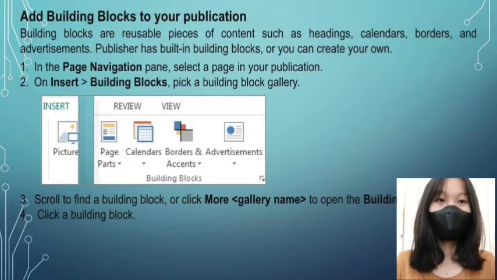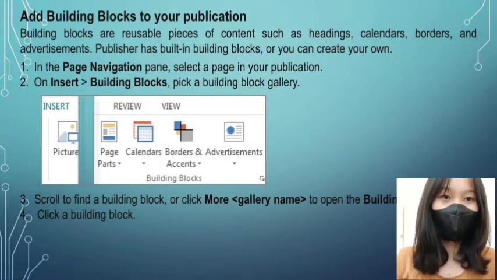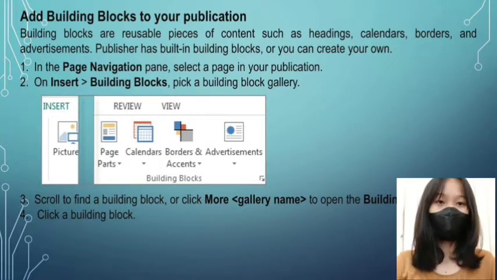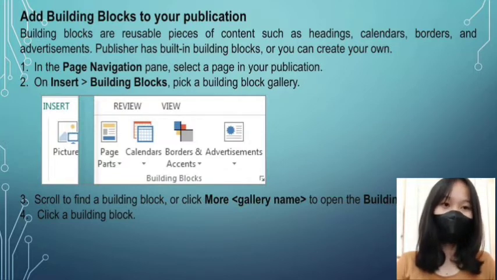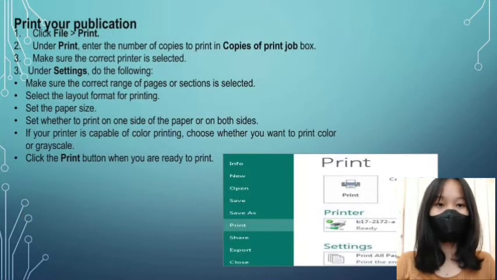To add building blocks to your publication: building blocks are reusable pieces of content such as headings, calendars, borders, and advertisements. Publisher has built-in building blocks, or you can create your own. Number 1, in the page navigation pane, select a page in your publication. Number 2, click Insert, then Building Blocks. Pick a building block gallery. Number 3, scroll to find a building block, or click More under the gallery name to open the building block library. Number 4, click a building block.